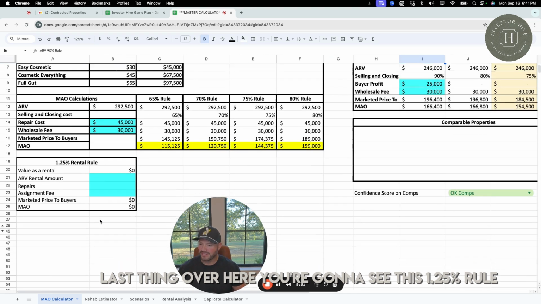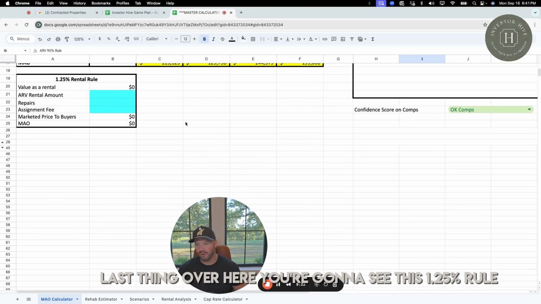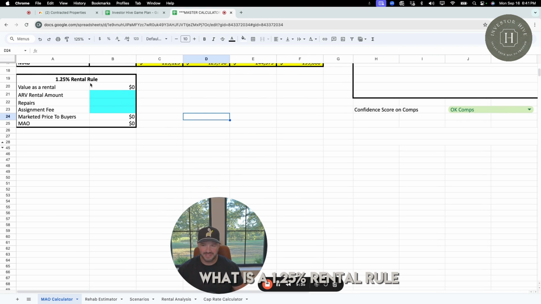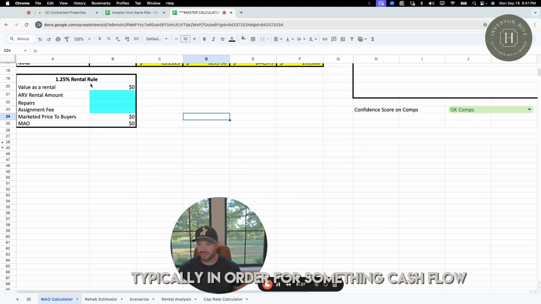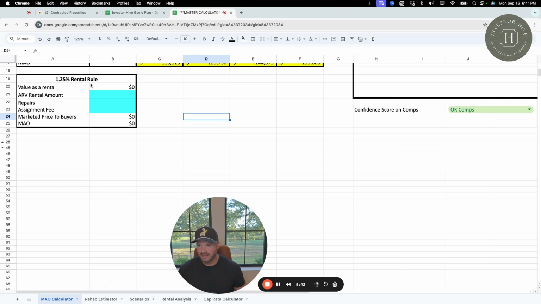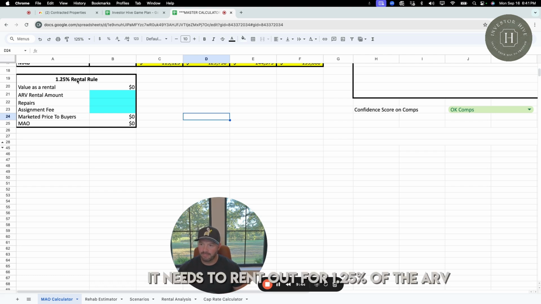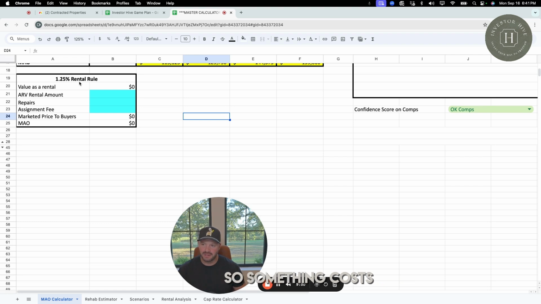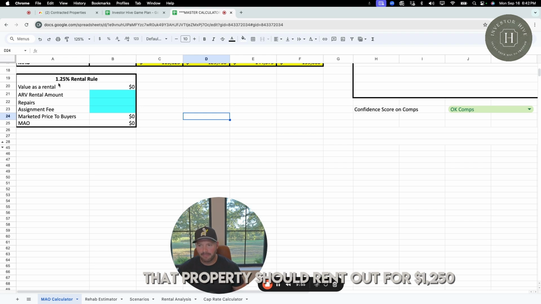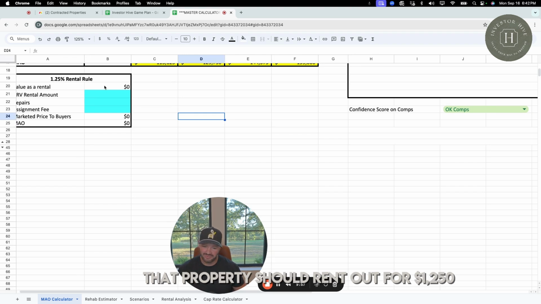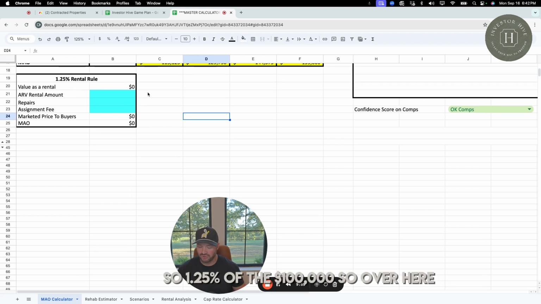Last thing over here, you're going to see this 1.25% rule. What is a 1.25% rental rule? Typically, in order for something to cash flow or even really just break even as a rental, it needs to rent out for 1.25% of the ARV, or the all-in cost, really. So if all in you're at $100,000, for easy numbers, that property should rent out for $1,250. So 1.25% of the $100,000.